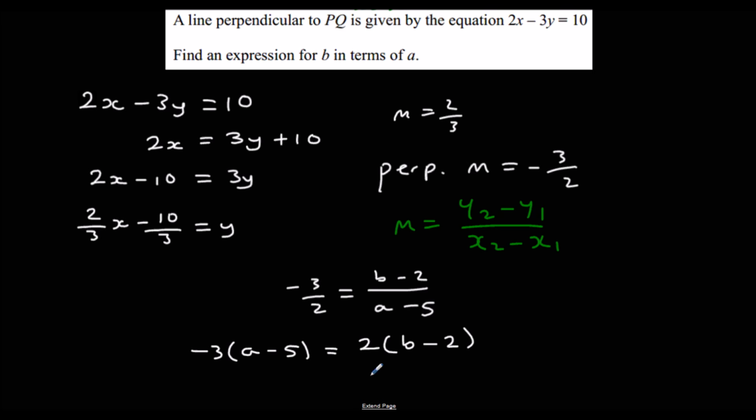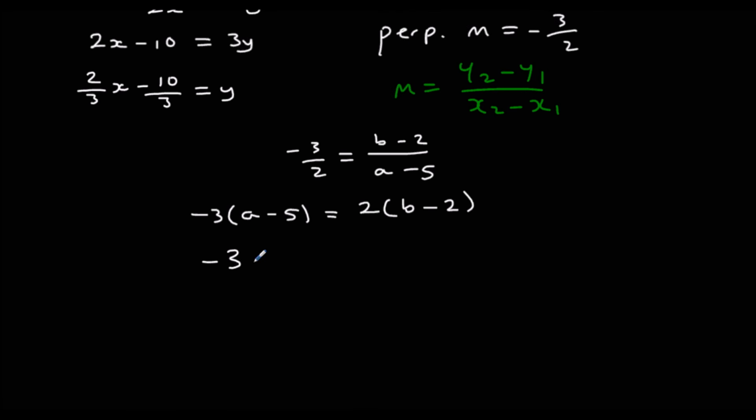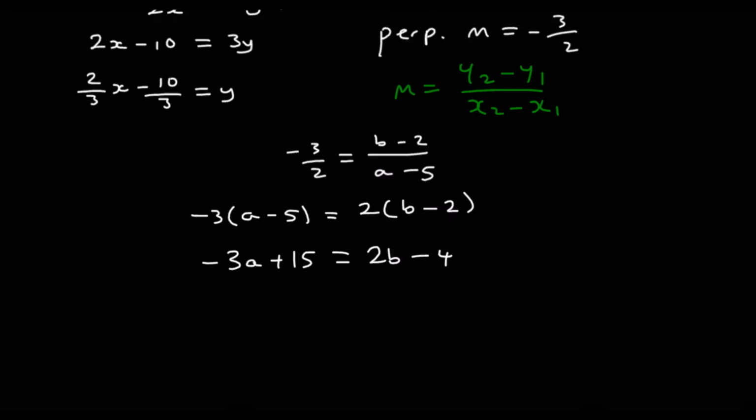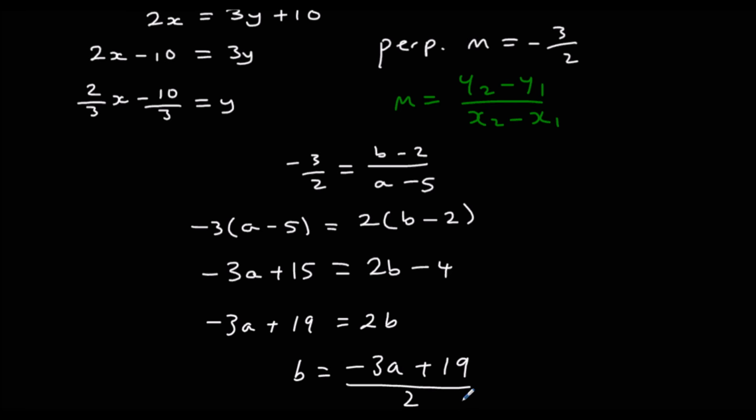Expand the brackets. So negative 3a plus 15, a negative times a negative is positive, equals 2b minus 4. We want b by itself, so plus 4 to both sides, and divide by 2. So b is minus 3a plus 19 over 2.